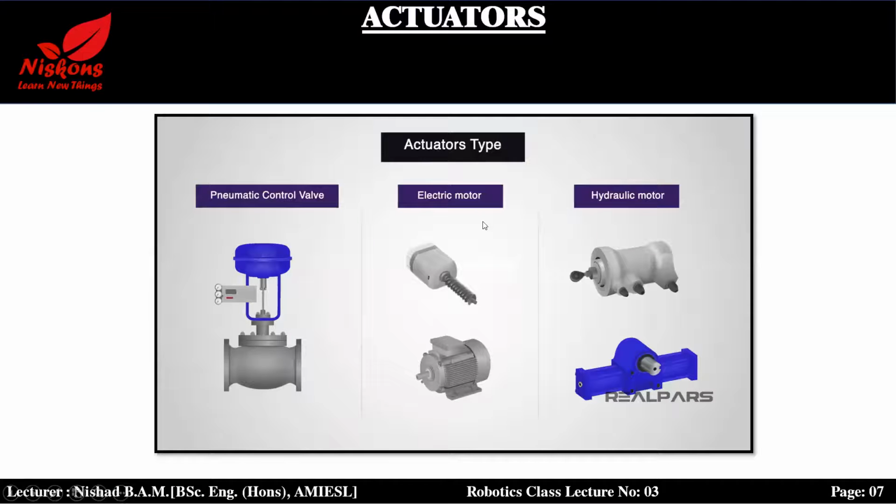Next thing we are going to learn is actuators. We saw that there are three types of actuators: pneumatic control actuators, electric control actuators, and hydraulic control actuators. These are some of the examples. We are not going to learn these in our classes because these are heavy machineries used in higher engineering applications. What we will learn is very basic components.